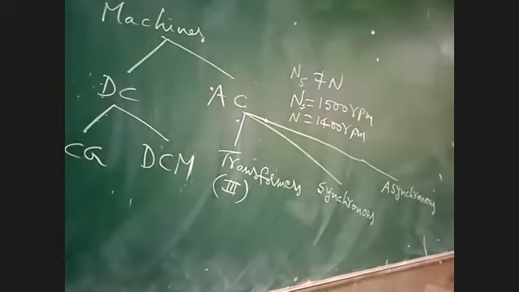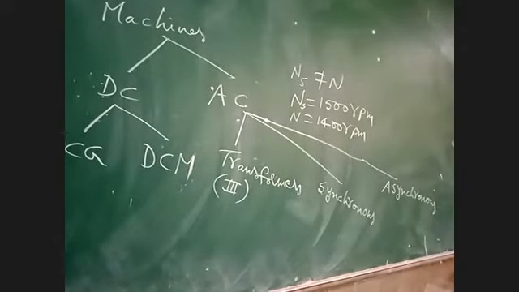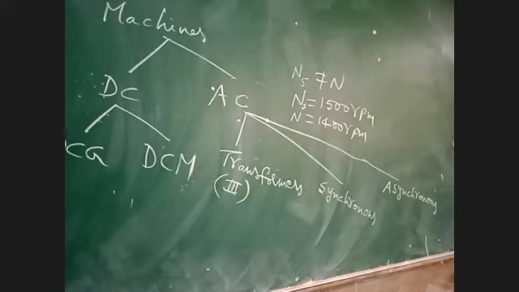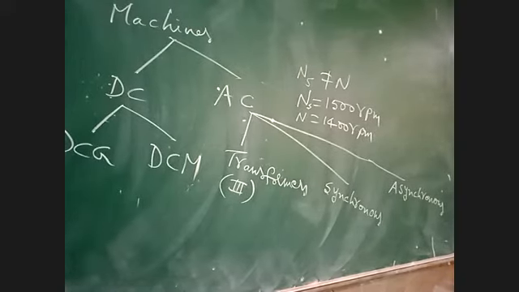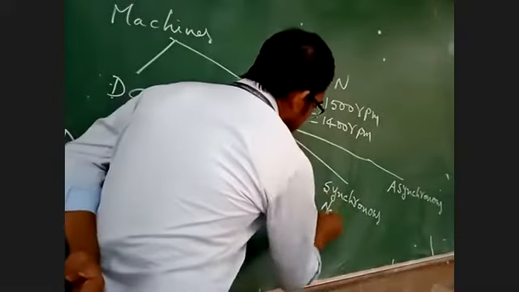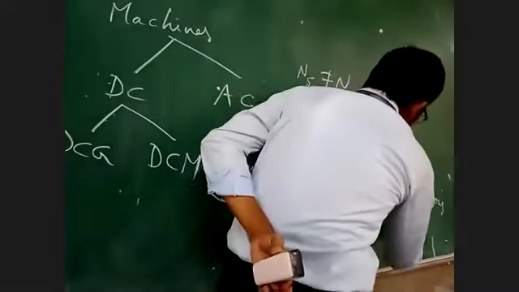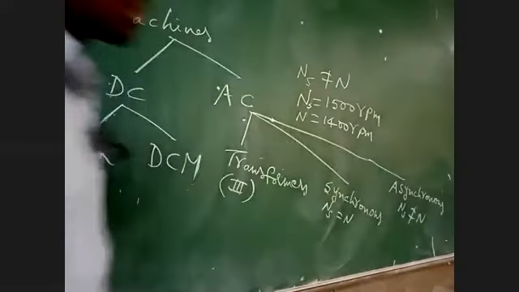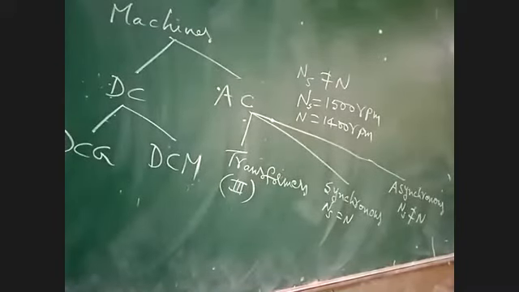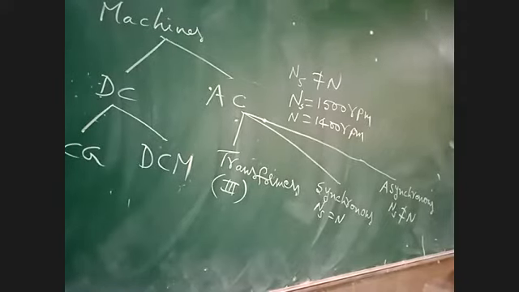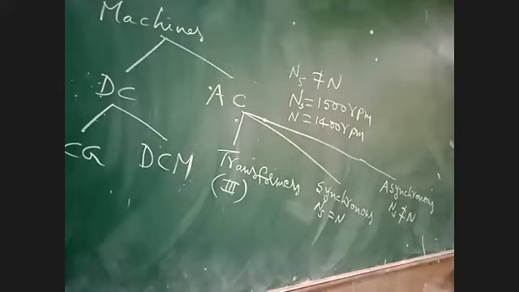If ns is not equal to n, that is called asynchronous machine. Suppose if n is also equal to 1500 rpm, then ns is equal to n. That is called the synchronous machine. In synchronous machine, your ns is equal to n. Both the speeds are not in synchronism, the manufactured speed and the actual running speed of the motor. That is called asynchronous machine. If both are equal, that is called synchronous machine. That is the difference between synchronous and asynchronous. Both are AC only. There is a difference.